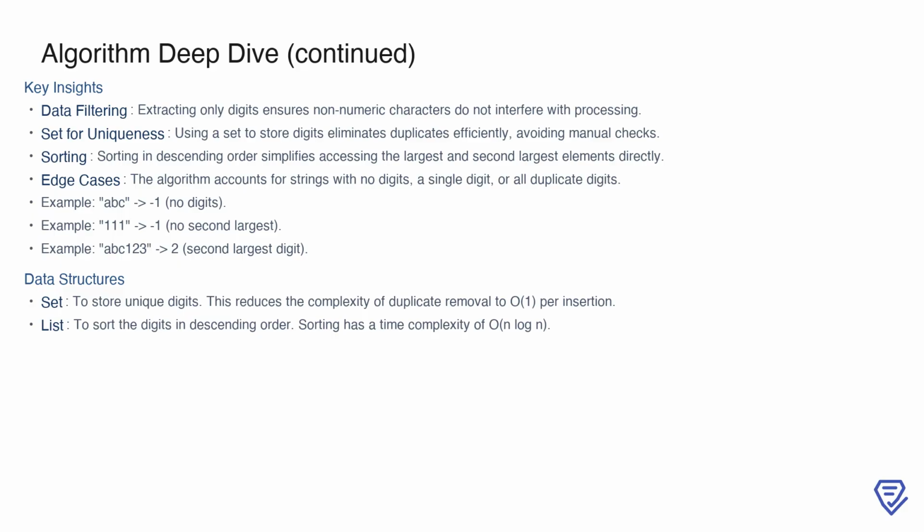For example, if the input is ABC, there are no digits, so the result is -1. If the input is 111, there's no second largest digit, so we also return -1. But if the input is ABC123, the second largest digit is 2, as the unique digits are extracted and sorted into 3, 2, 1. These insights ensure that the solution is robust and handles all possible scenarios.